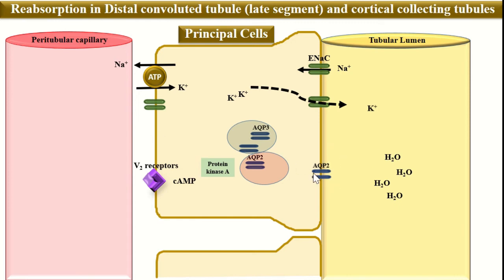So the aquaporin 2 channels are embedded on the apical side, while the aquaporin 3 and aquaporin 4 channels are embedded on the basal side. When these aquaporin channels are embedded on the apical and basal side, that leads to the reabsorption of water. In this way, in response to dehydration or increased osmolarity inside the body, the antidiuretic hormone is going to increase the reabsorption of water from the distal convoluted tubule, collecting tubule, and the collecting ducts.